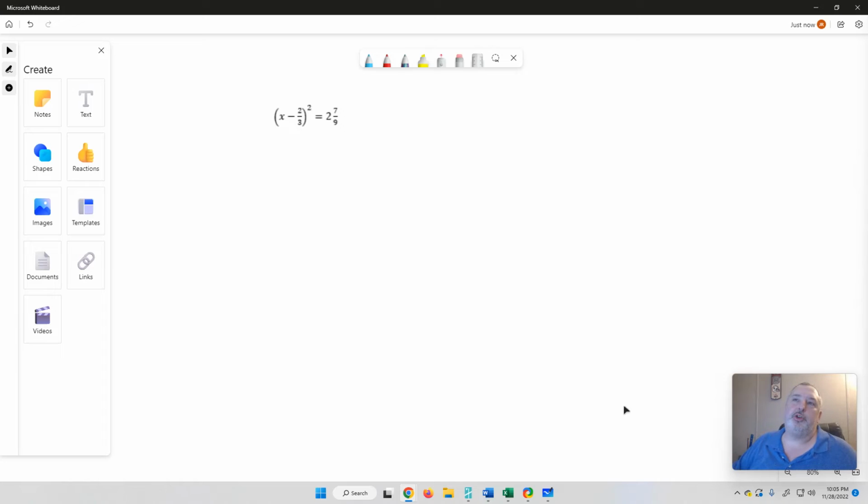Hello everyone, I'm going to show you what to do when you're completing the square and you end up with mixed numbers. So let's suppose this is where you get to after you complete the square. We've got x minus 2/3 squared equals 2 and 7/9. I never want to work with mixed numbers when I'm doing this because I know I'm about to take a square root. So what I'm going to do is convert this mixed number into an improper fraction.